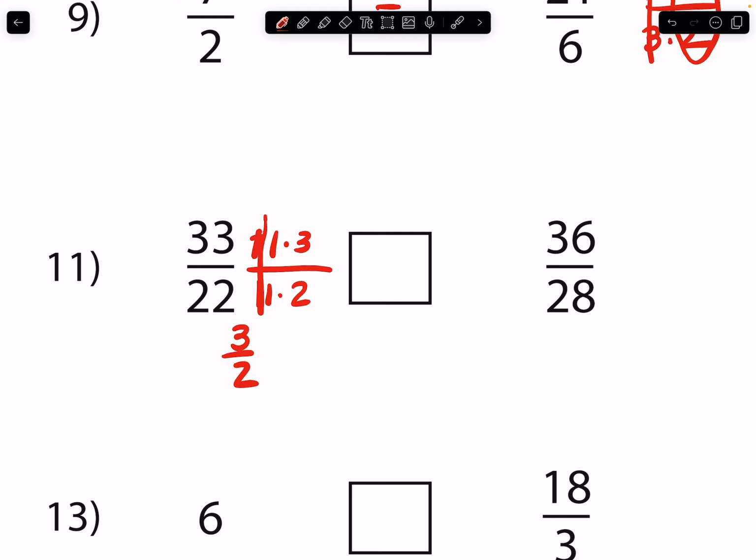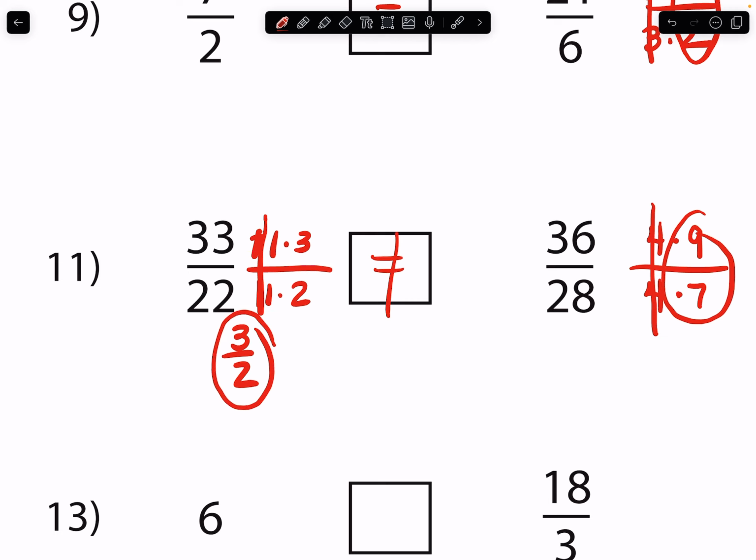Now on this side over here, I'm going to look on my multiplication chart and see what number across the top works. I believe they both have a 4. So this will be 4 times 9. I found it. And this is 4 times 7. So if I cancel this, I have 9 over 7, which does not match the 3 over 2. So they are not equal.